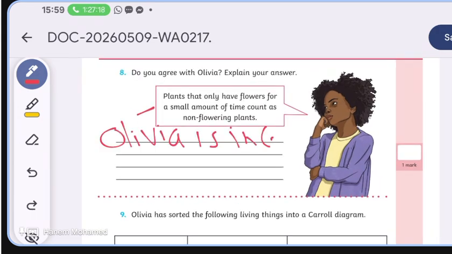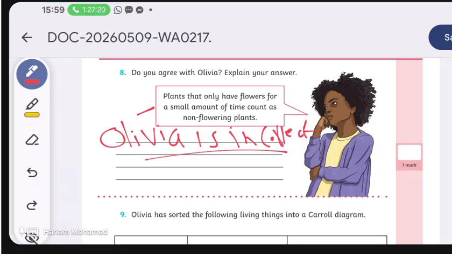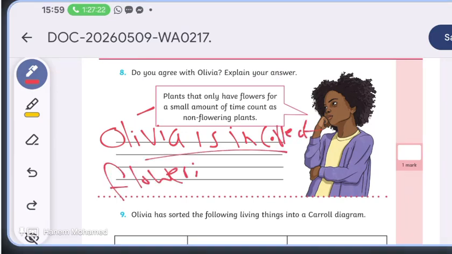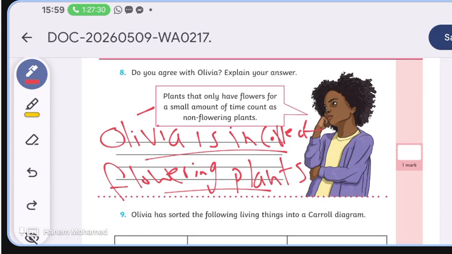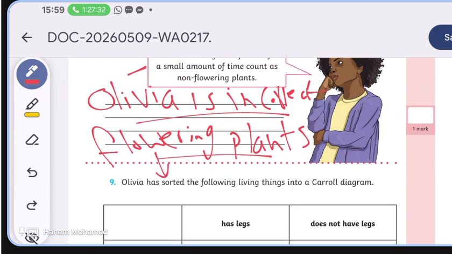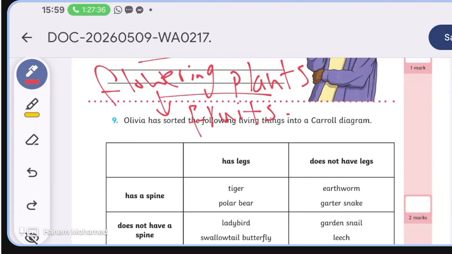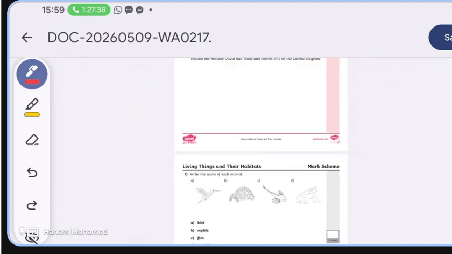Why? These are still flowering plants, and these flowers turn into fruits. We can explain more, okay? So Jaida, this is the last question.